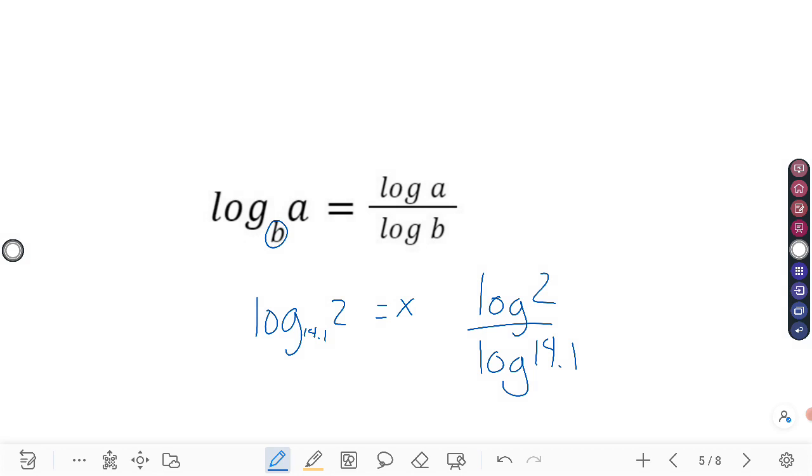All right, so this is approximately 2.62. Okay, so if you typed in 14.1 to the 2.62, this would give you approximately the number 2. It's not going to be exact because we had to round.